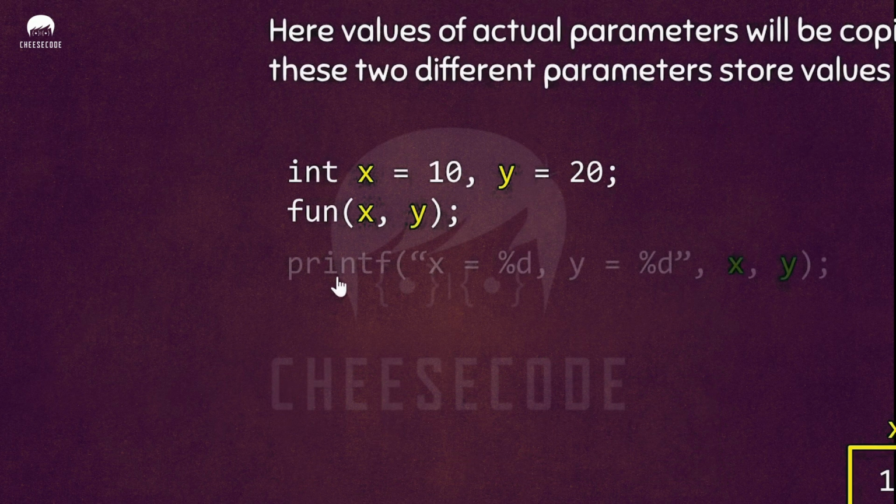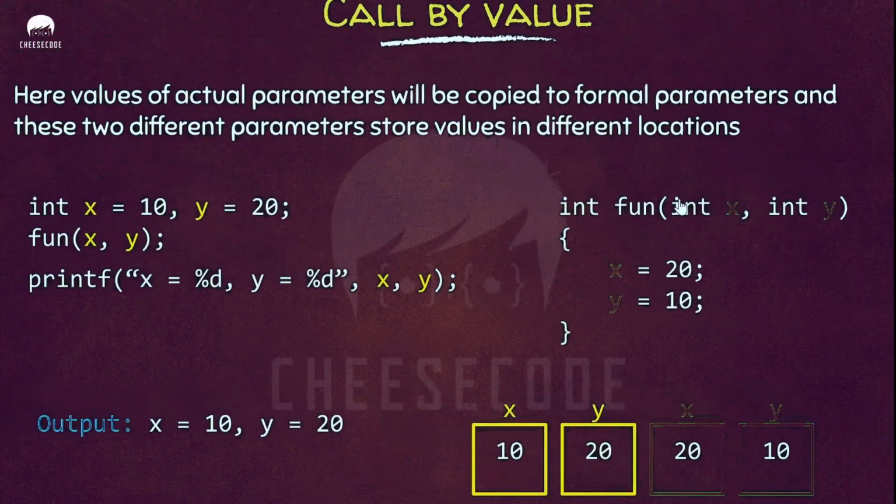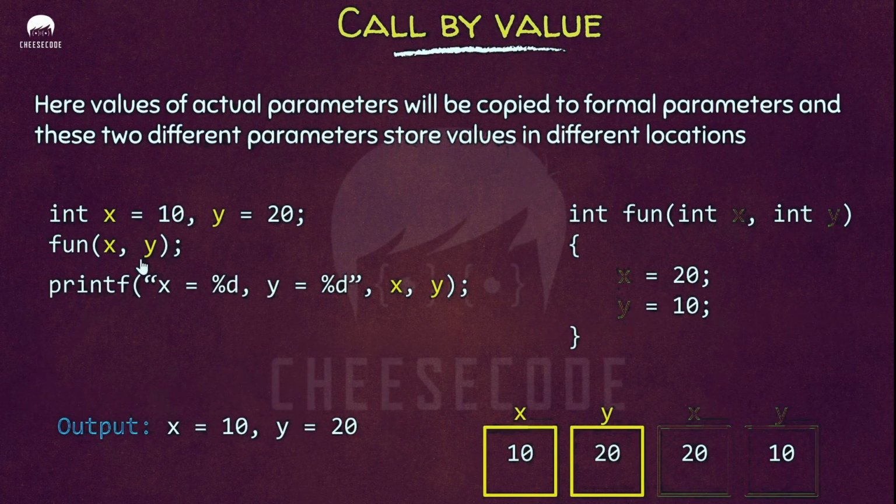So if we try to print the values of x and y, then the output is x equals 10 and y equals 20, which are the original values. This is what we need to understand about call by value. In call by value procedure, you're simply passing the values to the variables and not the variables itself. So whatever changes you made to these variables will not get reflected back to these variables. This is called call by value.